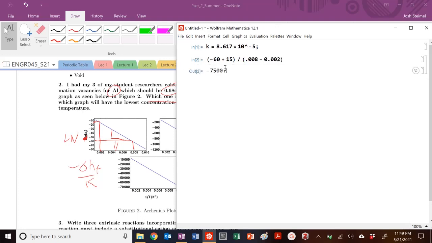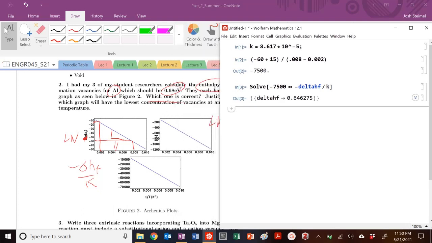So that's going to give me this value here. And I'm going to solve this, set it equal to, again, my slope, which is equal to minus delta HF divided by K. And we'll solve. And that looks pretty close.